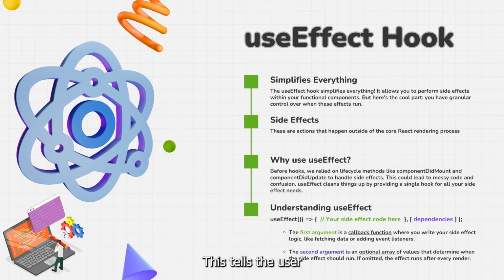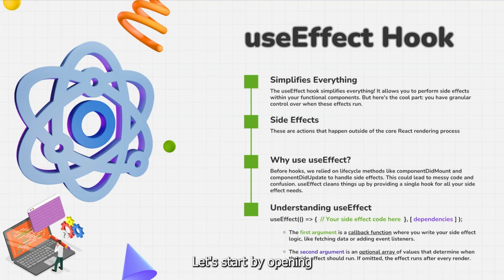This tells the useEffect when to rerun the effect. If you leave it empty, the effect runs after every render. But by specifying dependencies like, for example, state variables or props, you can control when it triggers. So it tells the useEffect when to run the side effect. If you leave it empty, the effect runs on every render. Okay, so to further understand this, let's explore some examples.